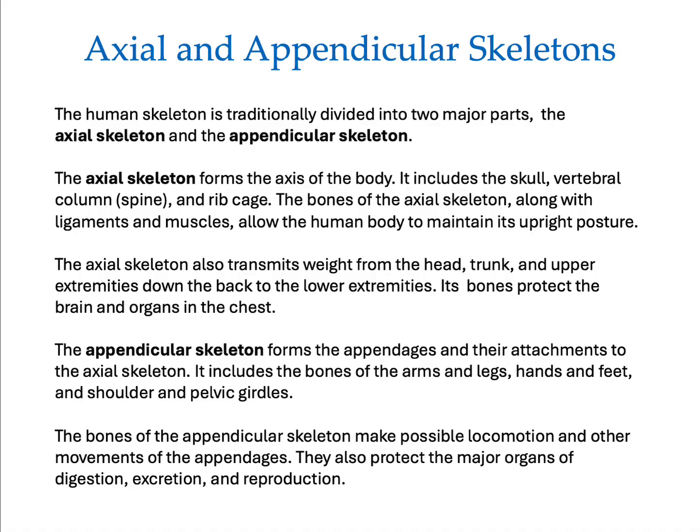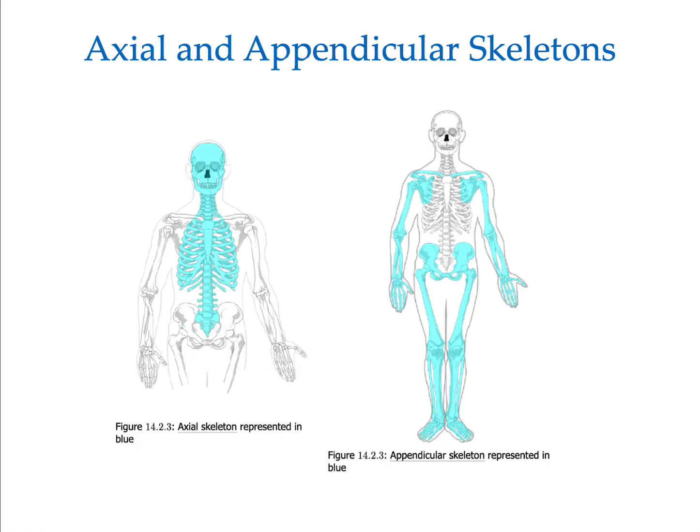The appendicular skeleton forms the appendages, so you can think about appendicular meaning appendage, like arms and legs, and their attachments to the axial skeleton. It includes the bones of the arms and legs, hands and feet, and shoulder and pelvic girdles. The bones of the appendicular skeleton make possible locomotion and other movements of the appendages. They also protect the major organs of digestion, excretion, and reproduction. So here we have figures of those.